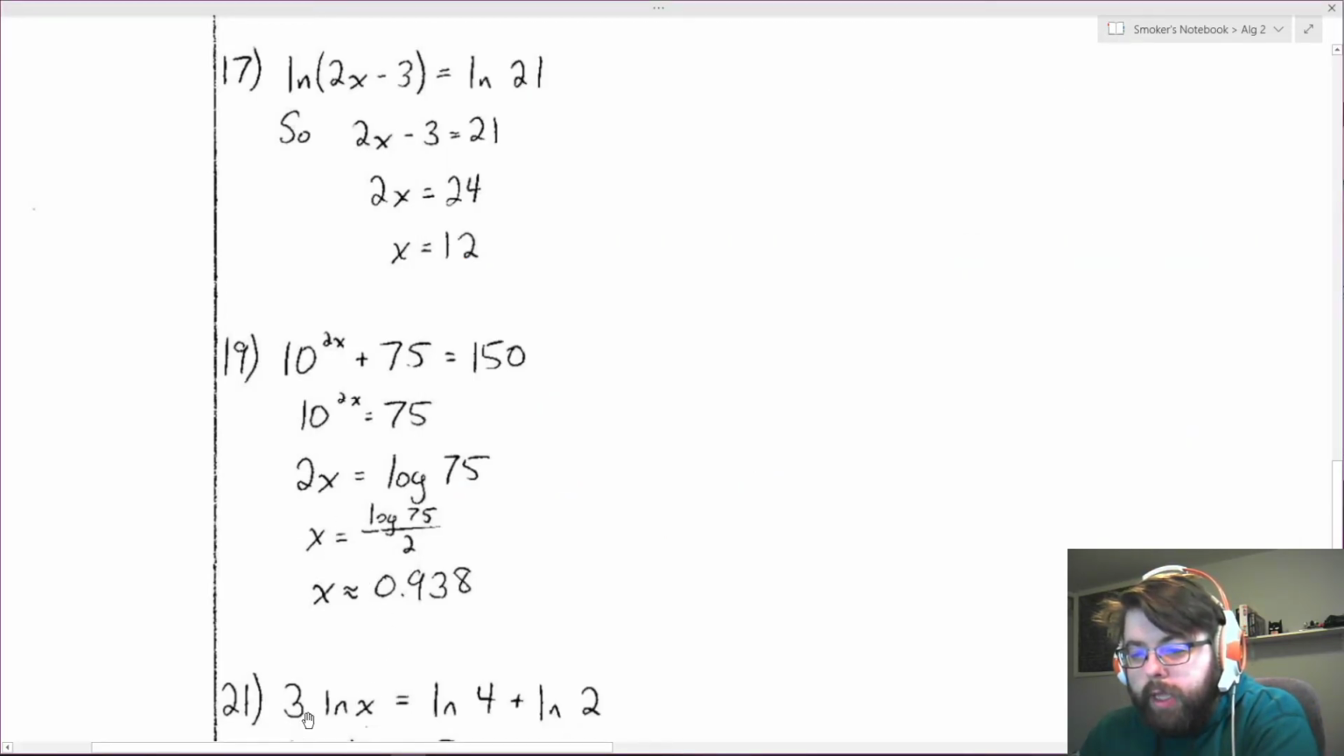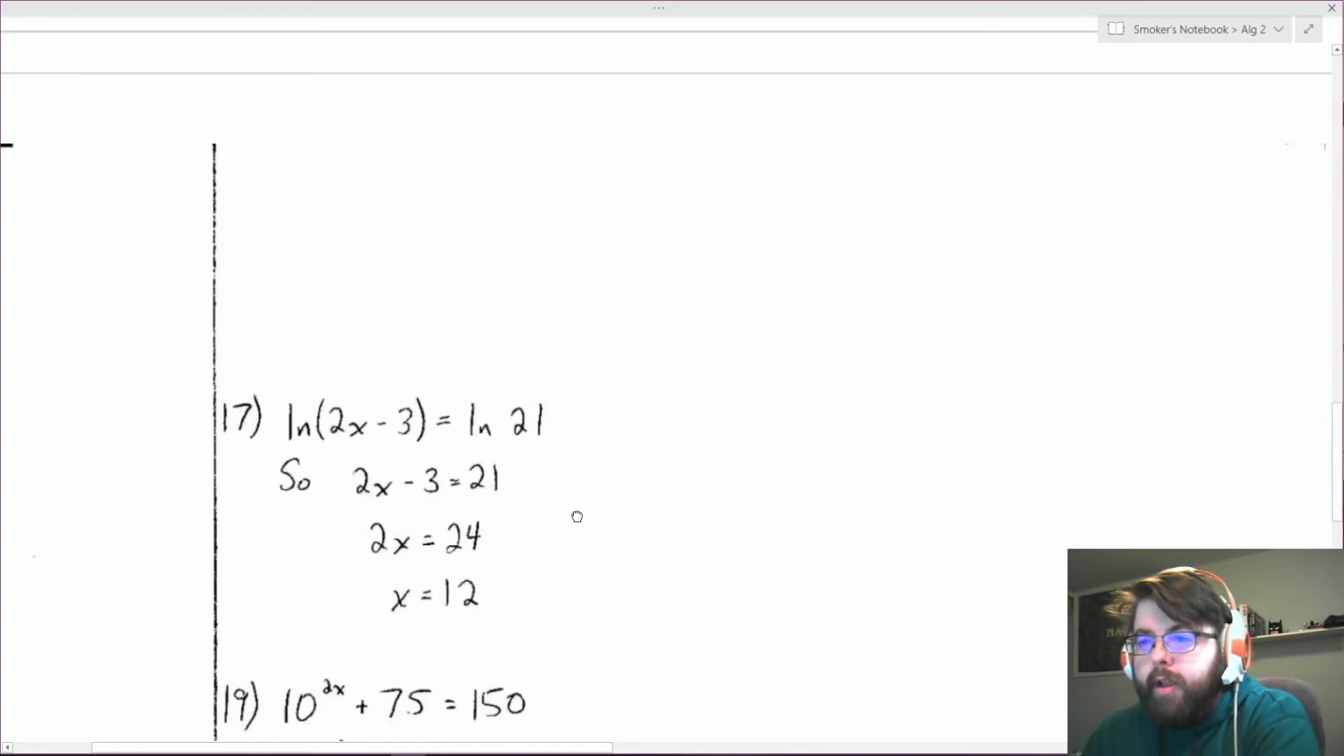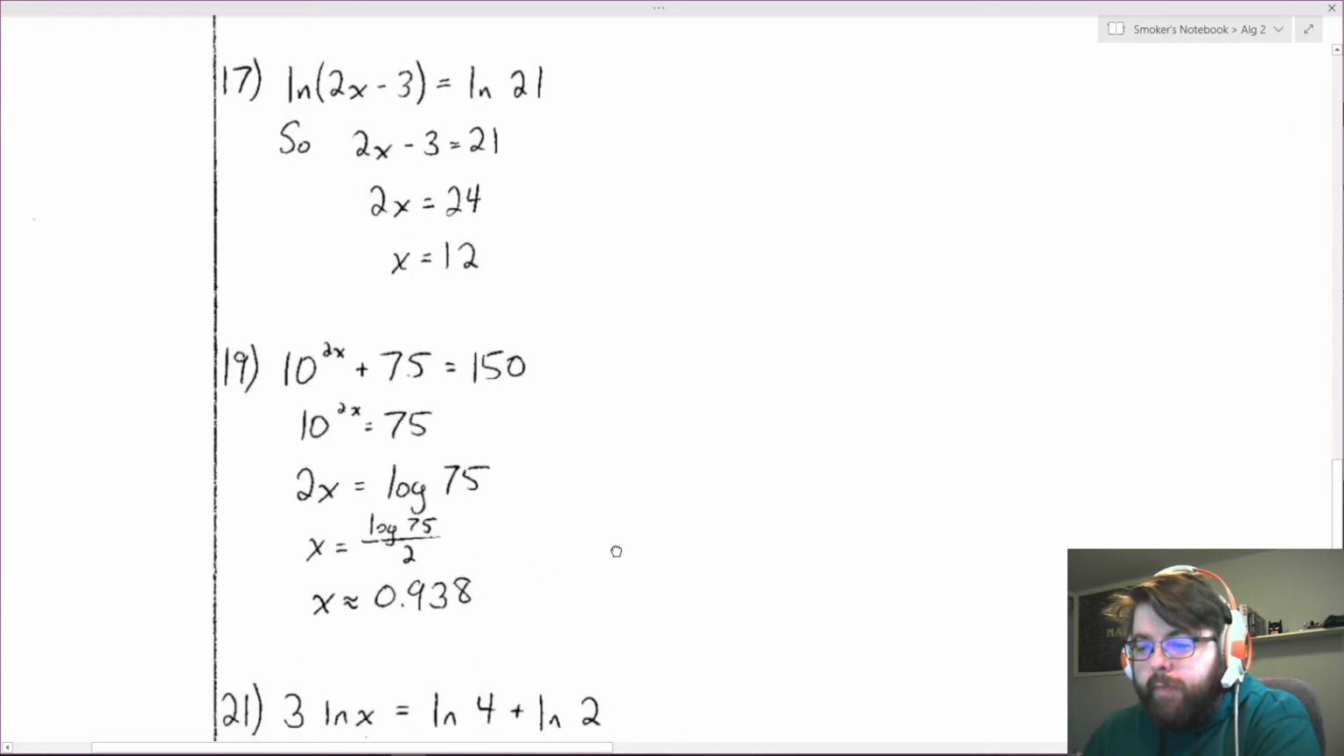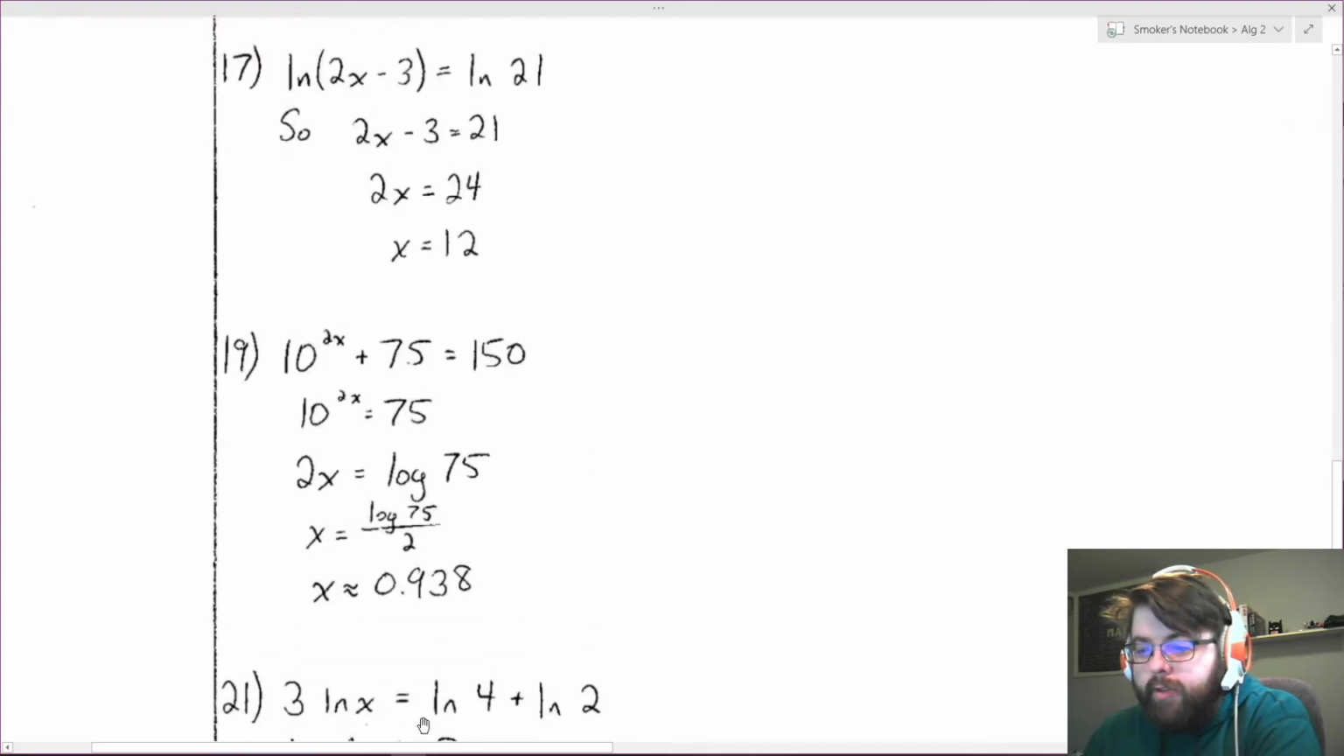So I can't cancel out the ln's. I could cancel out 2 ln's if they were both the only thing on each side of the equation, like we did right here. But notice how we have pluses, and it's not just one ln, it's all sorts of stuff going on.